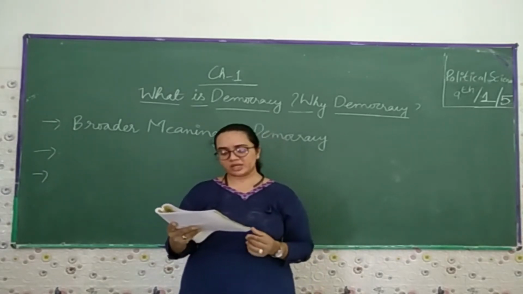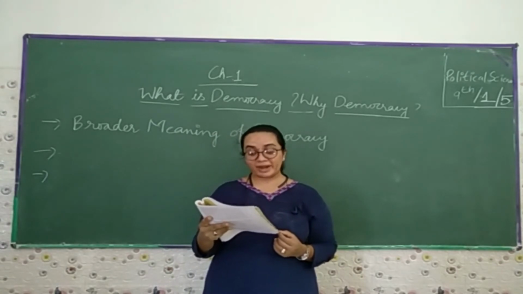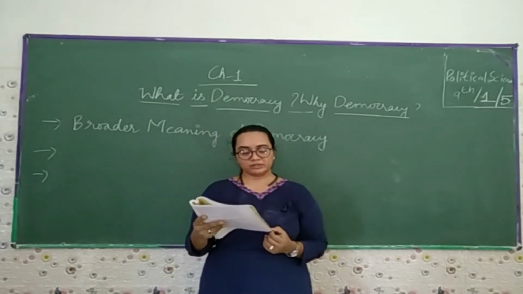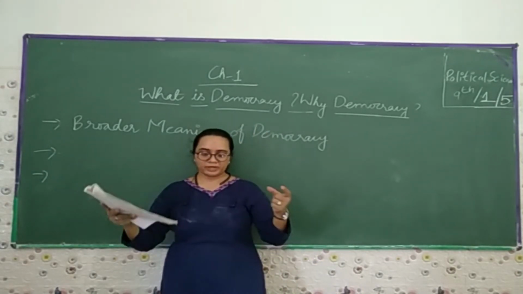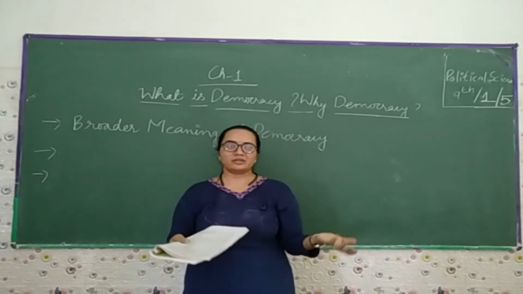Then the third statement is that one leader and his family members decide everything in this party. How can they talk of democracy? Like in a particular party, the whole family was there. So how can we say that there is a democracy?